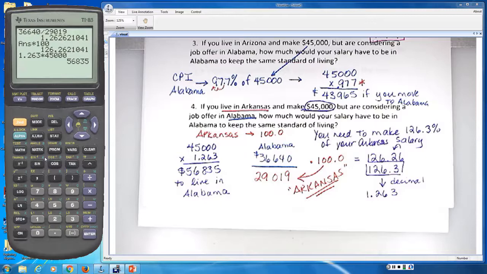Remember, your reference number and your reference money goes on the bottom. The place that you're going to, their money goes on the top. When you get that ratio and you multiply it by the 100 for the index, that gives you what percentage your new salary would have to be from where you started, which is your reference. And in order to use that percentage, you actually have to convert it back to the decimal to be able to multiply by it. Okay?